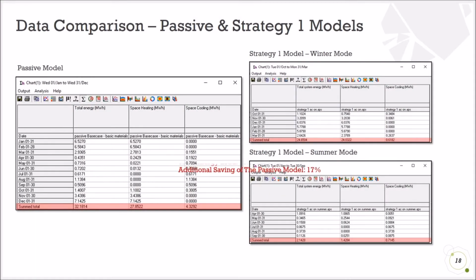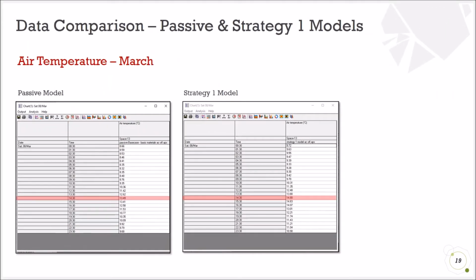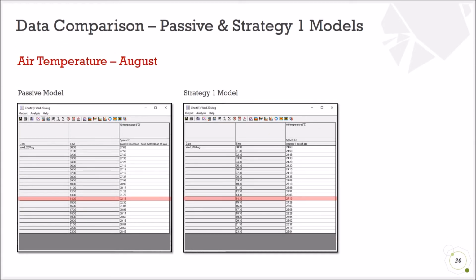The total energy of the 2 modes of strategy 1 has additional saving of energy compared to the passive model energy. Also, the temperature is improved, where we have 1 degree higher in strategy 1 model winter mode. In summer mode, strategy 1 has achieved lower temperature and better thermal behavior on 20 August.